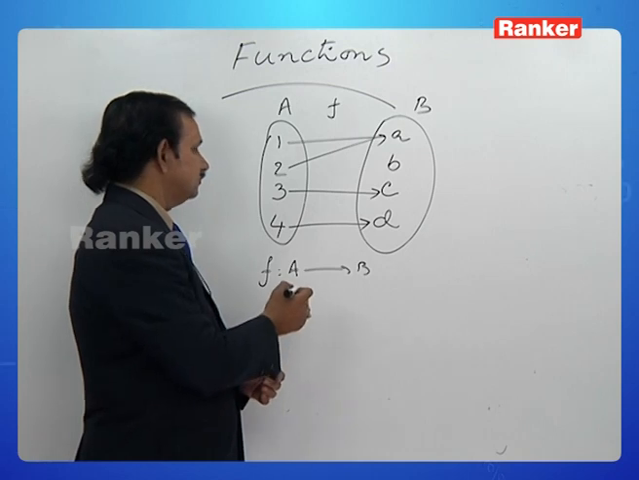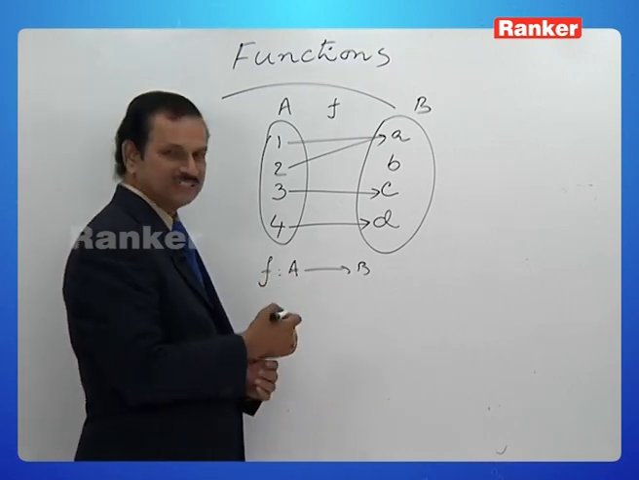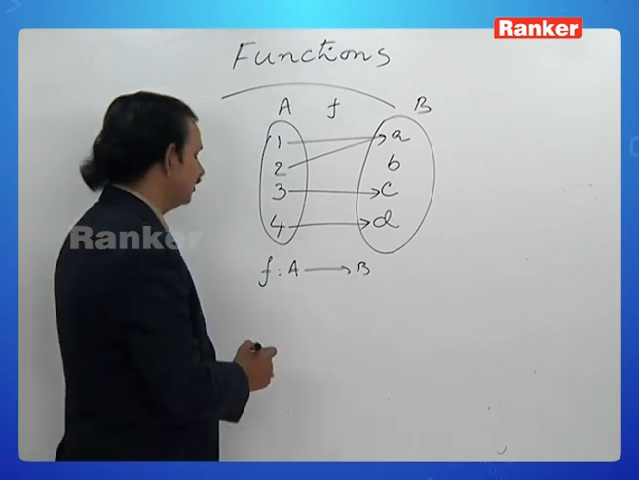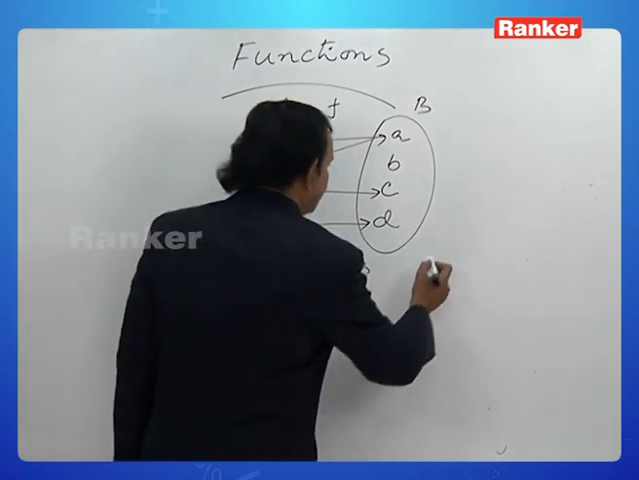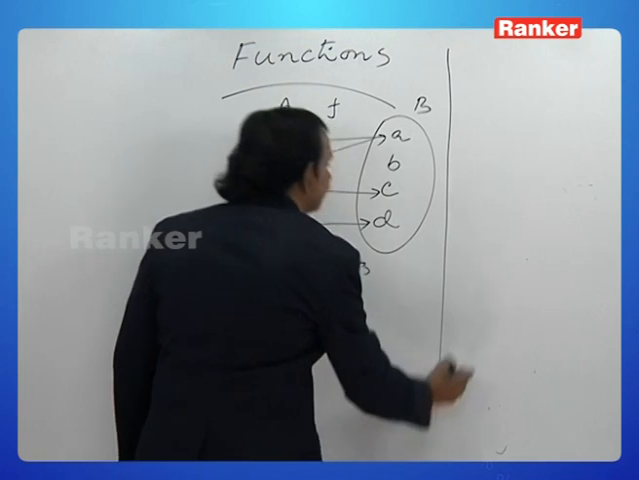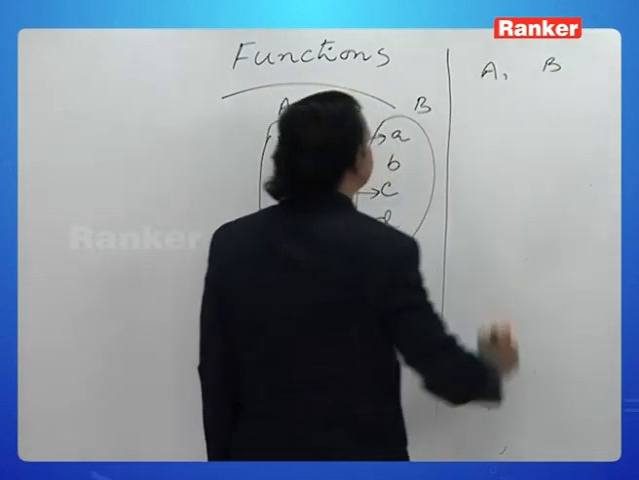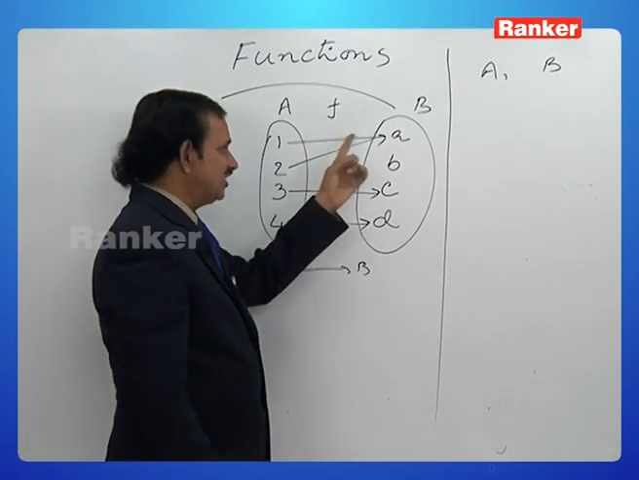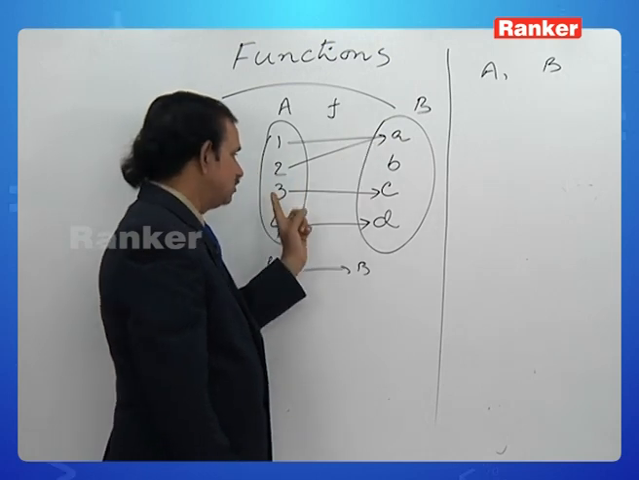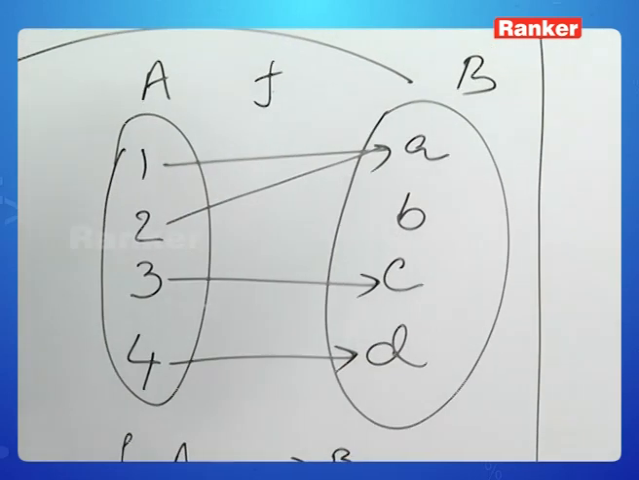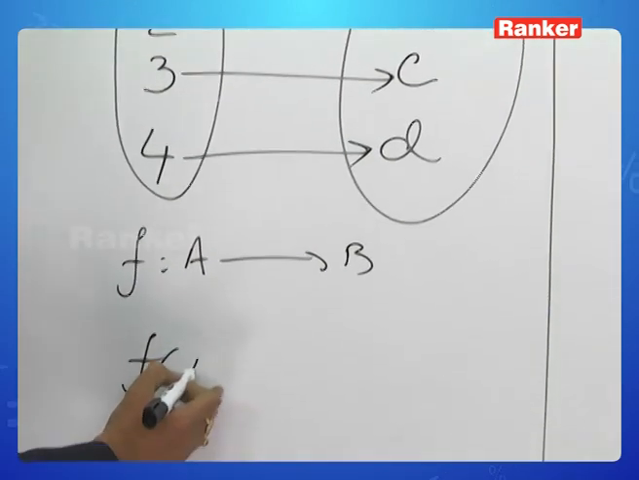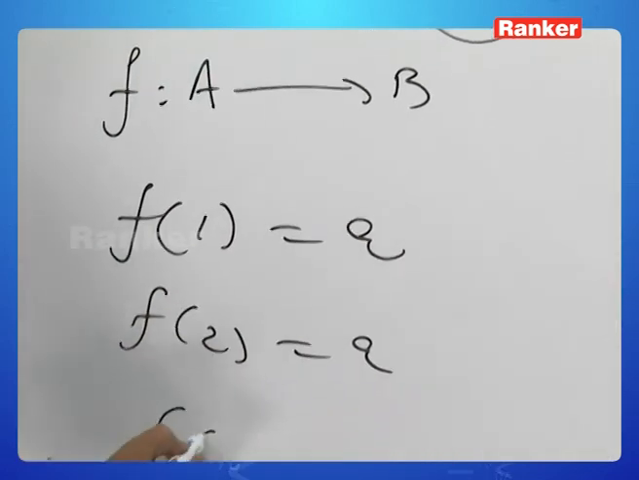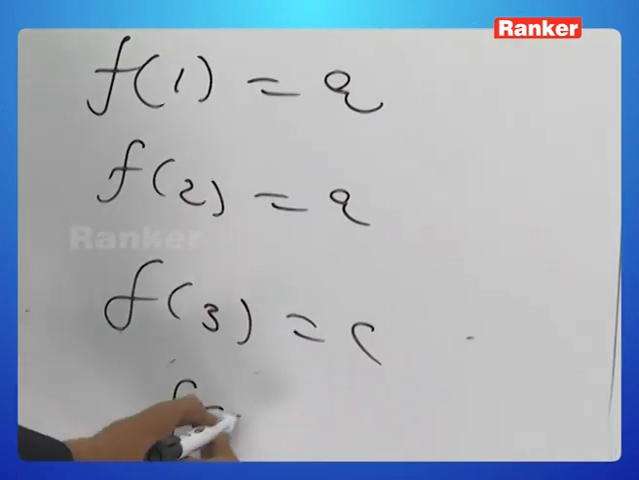Well, now let us try to express this idea in terms of theoretical words. Not in the case of an example. Let A, B be two non-empty sets. As there is one more thing here to discuss, we write 1 is mapped to A, 2 is mapped to A, 3 is mapped to C, 4 is mapped to D. That can be expressed again in another way. F of 1 is equal to A, F of 2 is equal to A, F of 3 is equal to C, and F of 4 is equal to D.